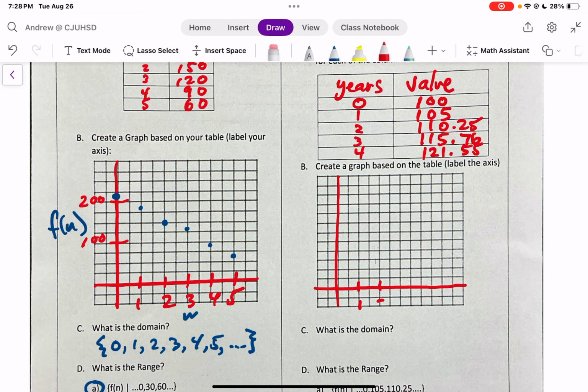So 1, 2, 3, 4, 5. Ought to be enough. And on the y-axis, I want to go above 100. So let's try to make it easy again. How about going by 20s? 20, 40, 60, 80, 100. So how about every 5 is 100. That makes every square worth 20. And then I have 0, 100. 1 is at 105.